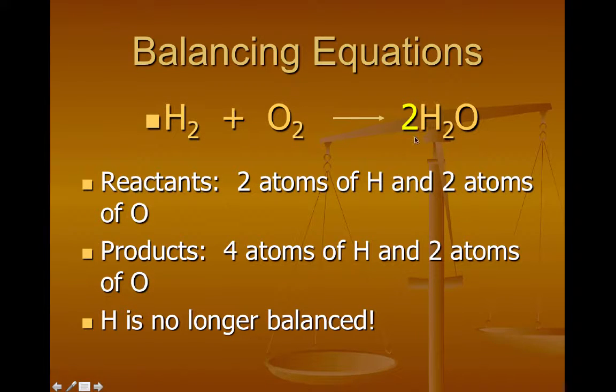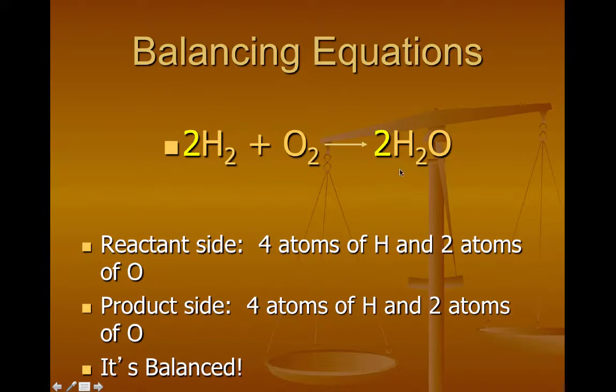When we do that, we end up with 4 hydrogens. It is 2 times 2 equals 4, so there are our 4 atoms of hydrogen. 2 times the understood 1 is 2. Therefore, we have 2 atoms of oxygen. But now we have 2 atoms of hydrogen on the reactant side, but 4 on the product side. Therefore, the hydrogens are not balanced. Okay, what do we do?